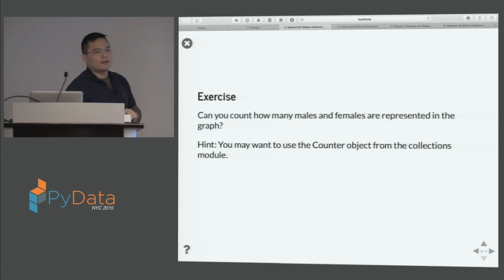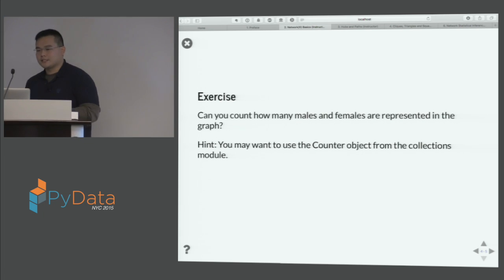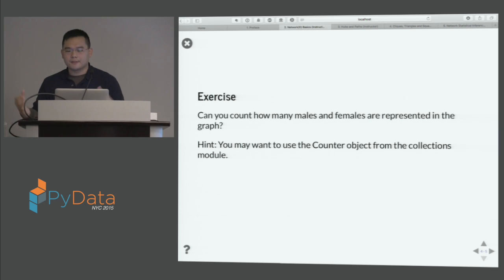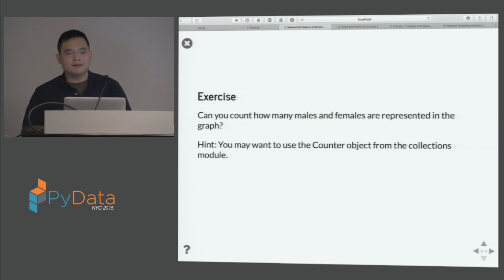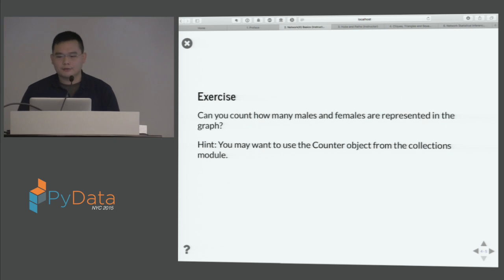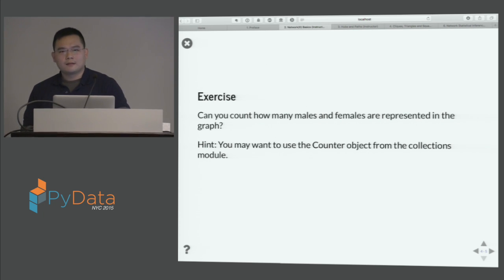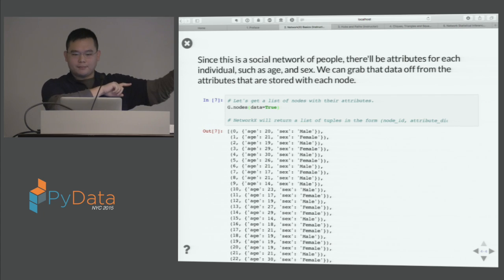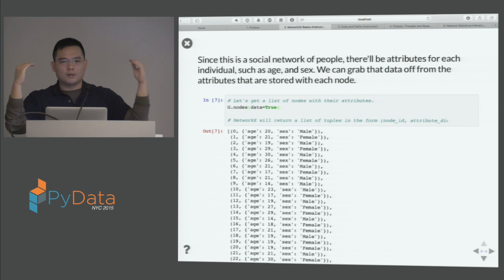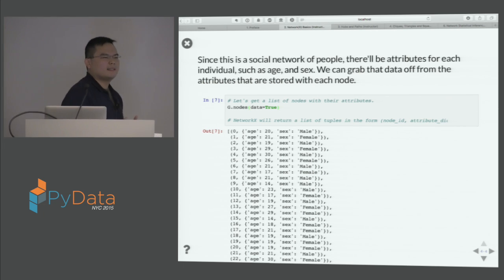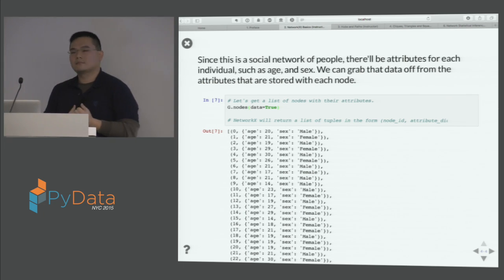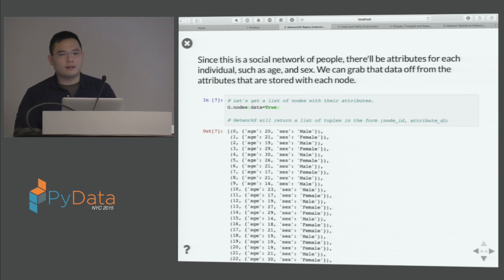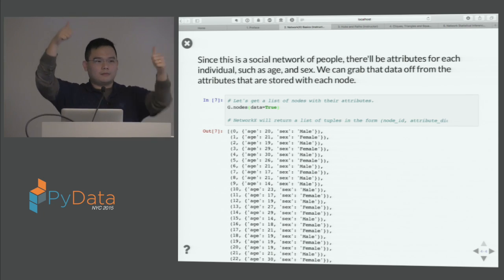What I'd like to give everybody now is a 2-minute coding challenge, which is to count the number of males and females that are represented inside the network. As a hint, you may want to use the Counter object from the collections module. I'm just going to flash this up here, because the coding activity is all present inside your notebooks as well, so you can have at least a visual representation of what's being returned. Likewise, when you're done, please give a thumbs up. OK, great.